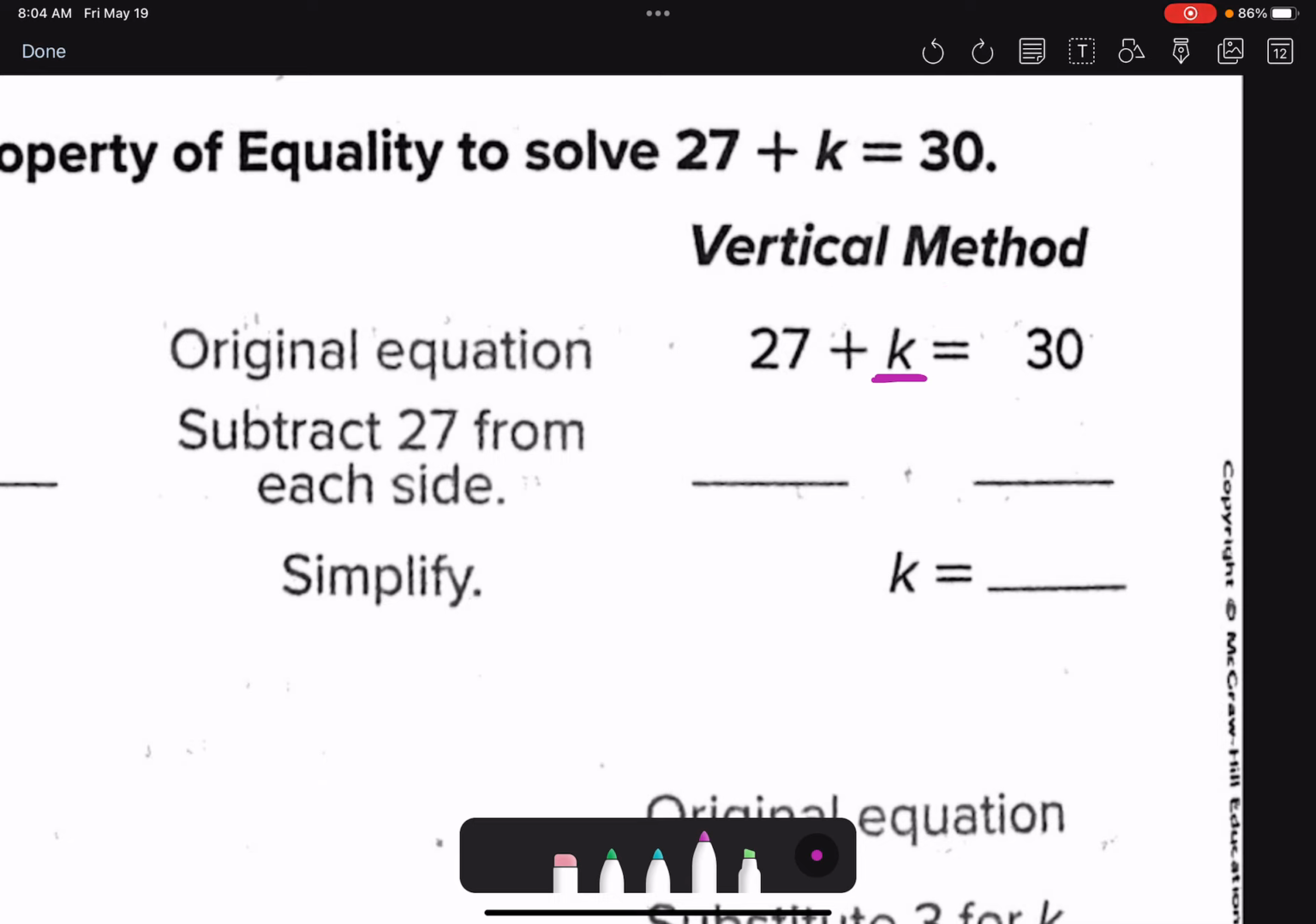How do I move this positive 27? What's the opposite of positive? A negative 27. And remember, negative is the same thing as minus. I know it's kind of confusing because I'm using those words interchangeably, but that's because you need to understand they mean the same thing mathematically. Okay, and we already talked about that, so just hopefully you kind of understand that by now. And then 30 minus 27 is 3, and k equals 3.